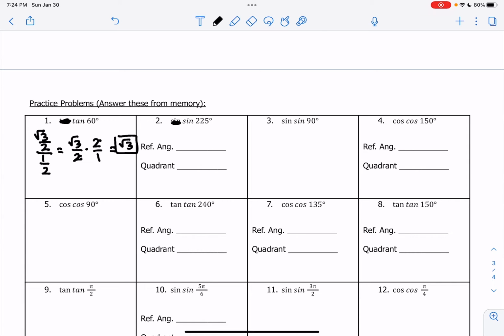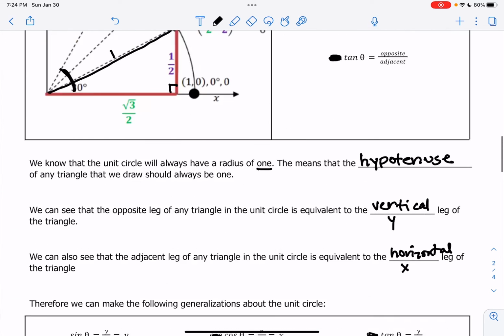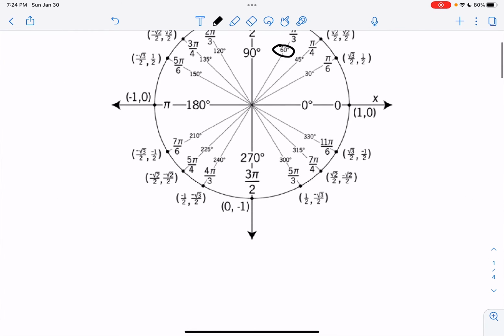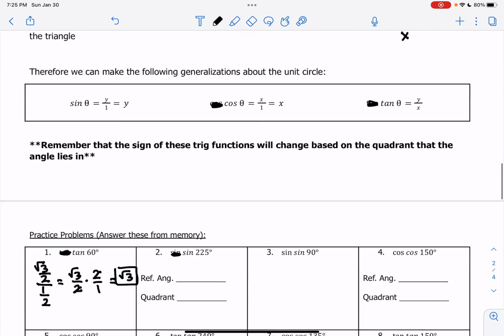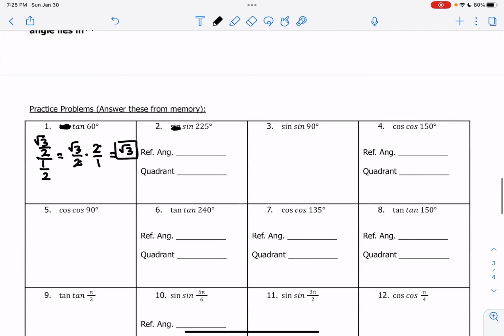Number 2, the sine of 225. So I'm going to go to 225 on my unit circle, and I want the sine of it. The sine is the y value. So the y value is negative square root of 2 over 2.